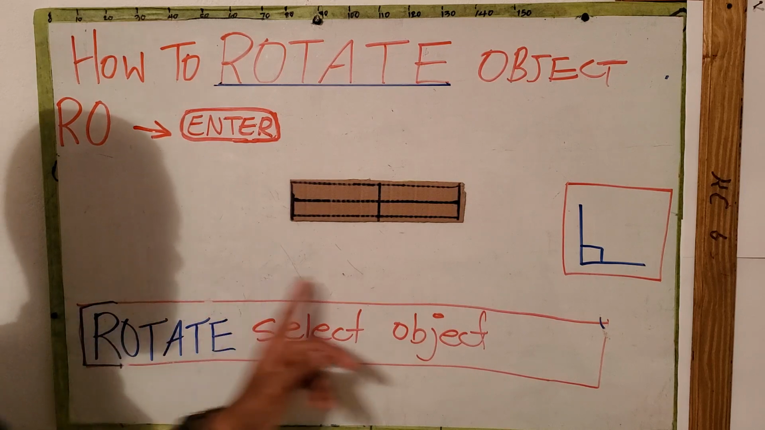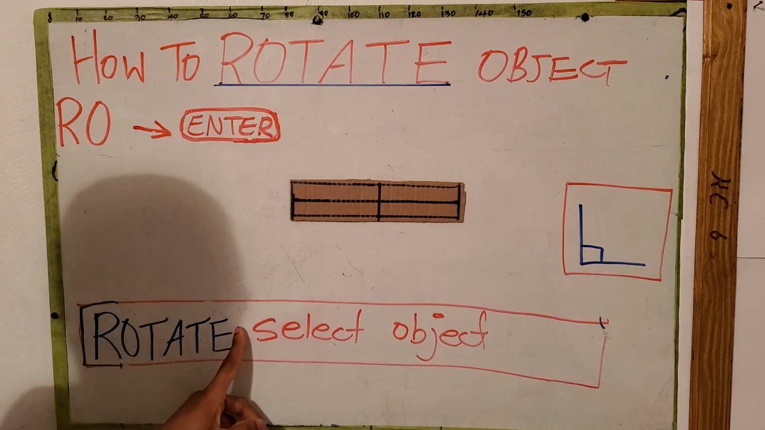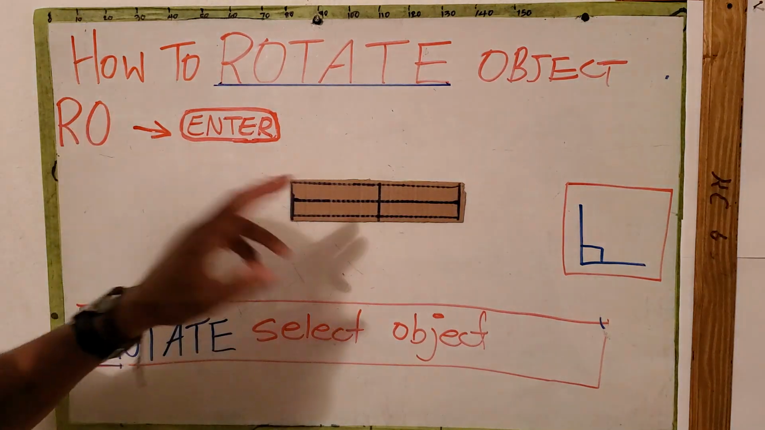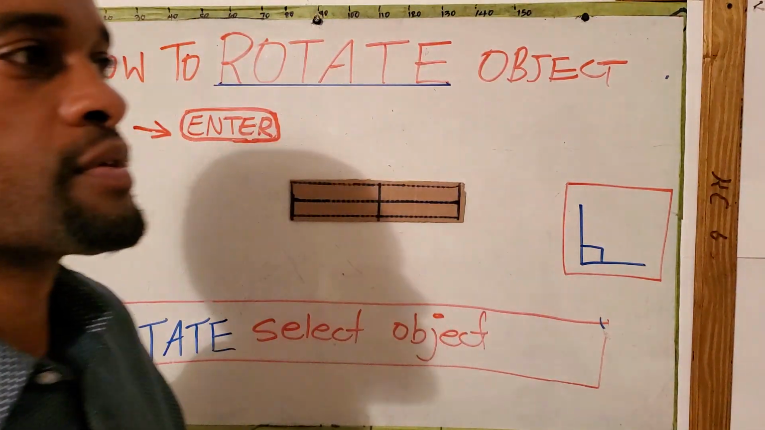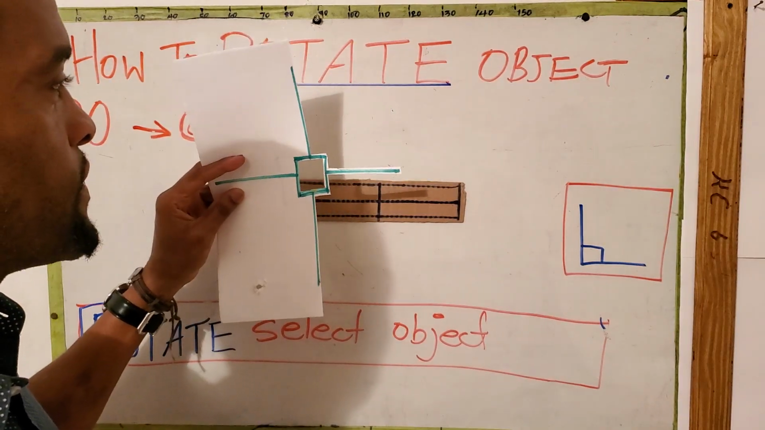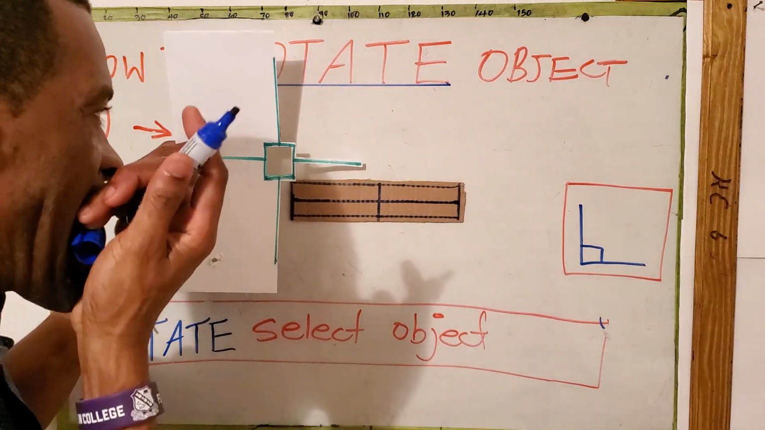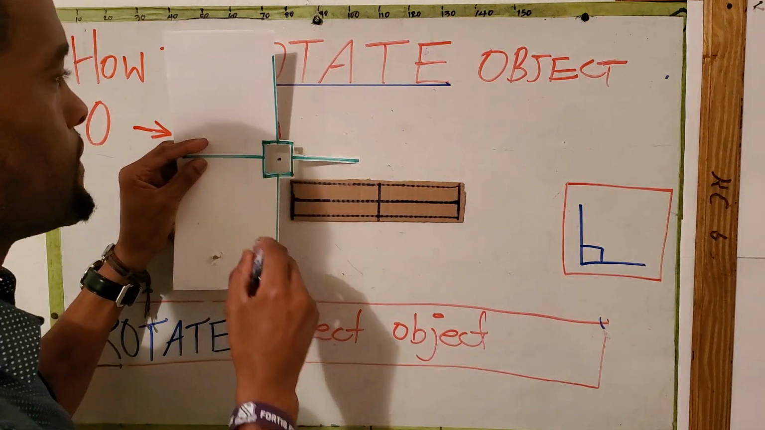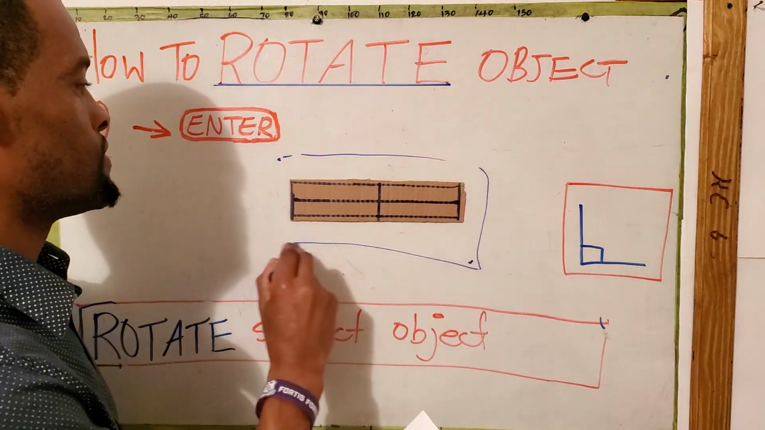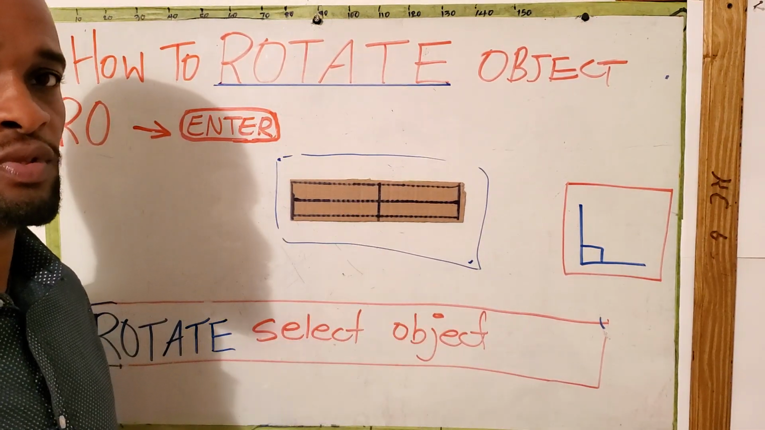Next, you'll see Rotate in the command bar, followed by select objects to be rotated. You would then use your mouse to adjust your cross over that object. You would then either left click on the object, or left click, drag, and left click to create a box around the object. This object will then turn blue.